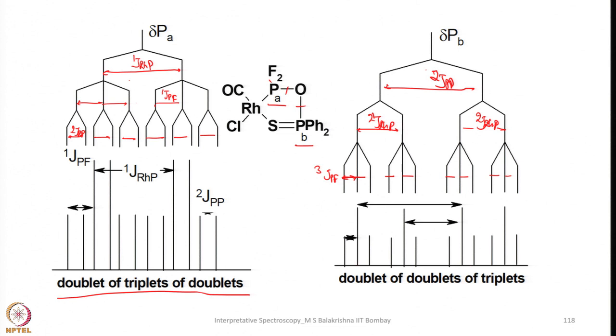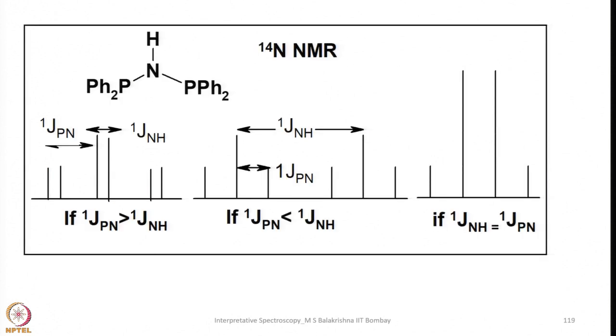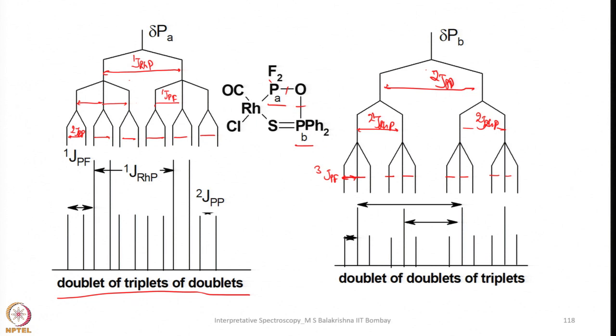So this is about the 31P NMR spectrum, and probably you can try to sketch the 19F NMR spectrum for this molecule, and also try to sketch the 103 rhodium spectrum for this molecule. Try, it is very simple.